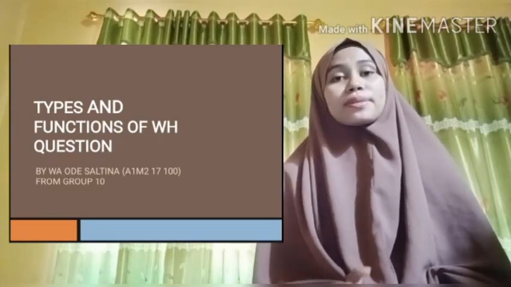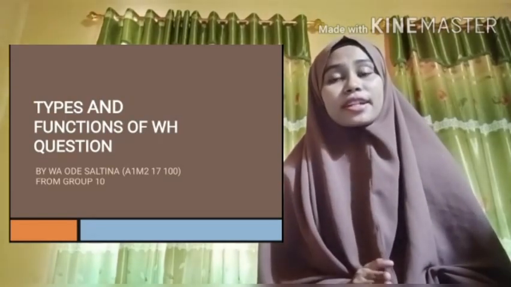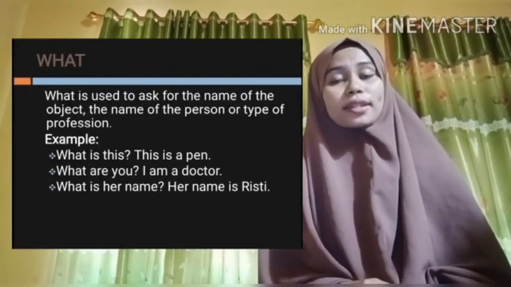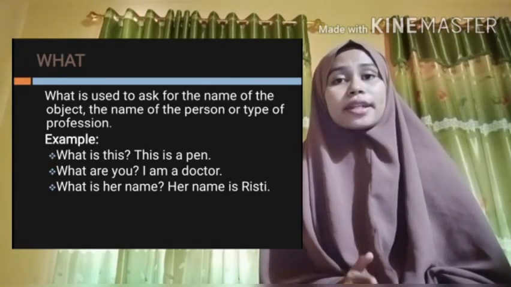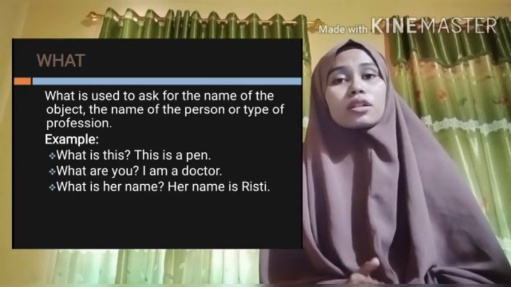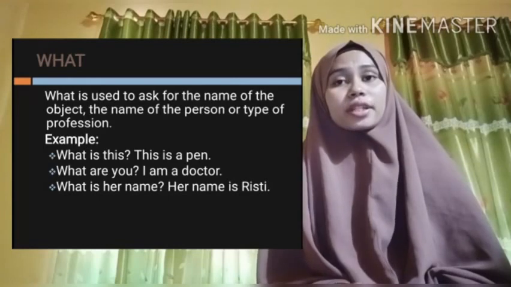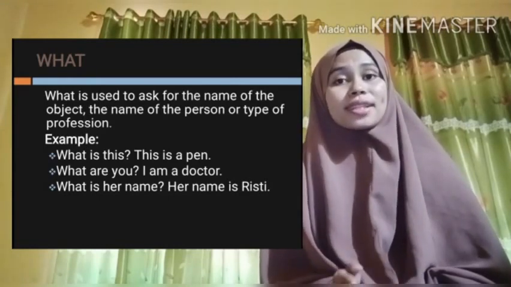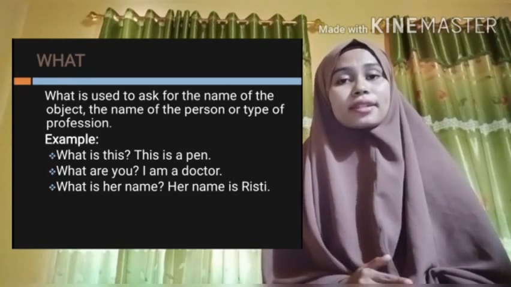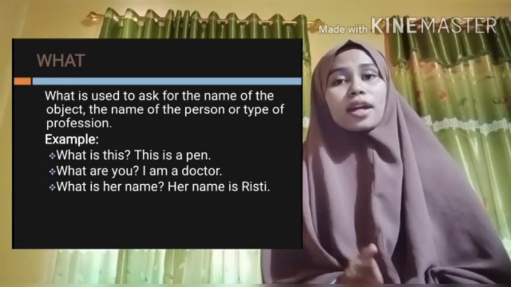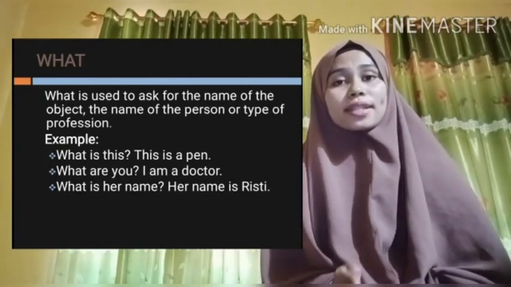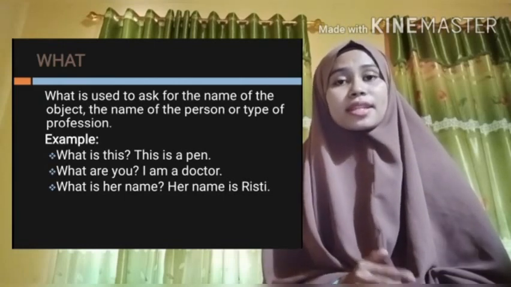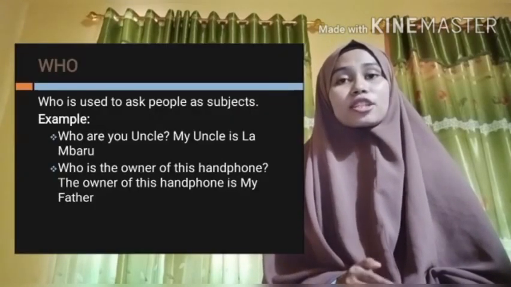So I will continue. The material is about types and function of WH questions. Okay, for the first is about what. What is used to ask for the name of the object, the name of the person, or type of profession. For example, what is this? This is a pen. Another example, what are you? I am a doctor. And another example, what is her name? Her name is Risti.